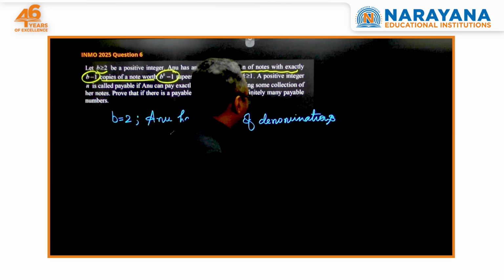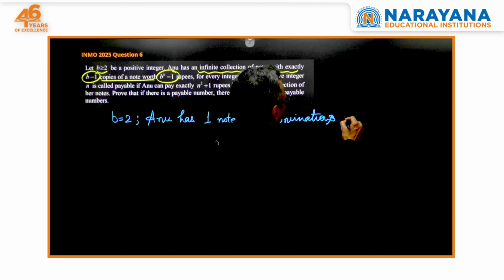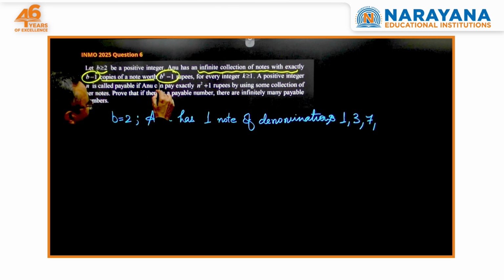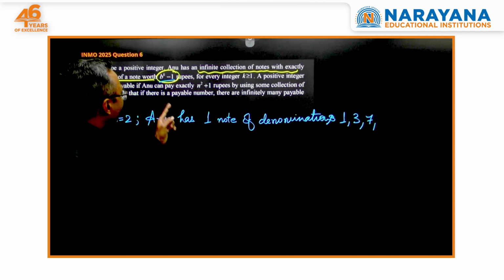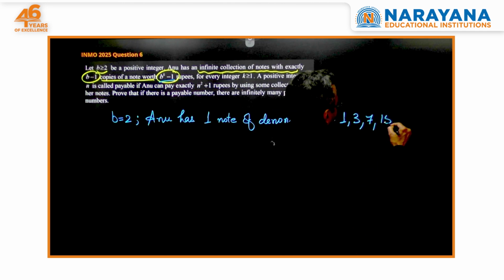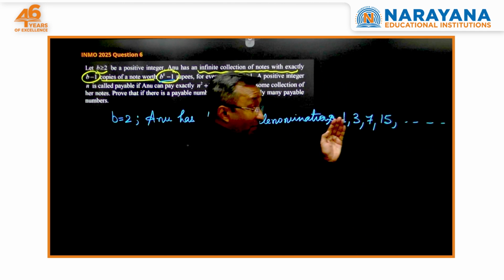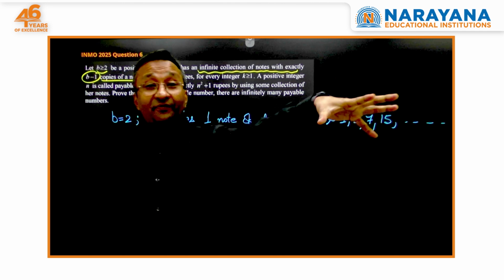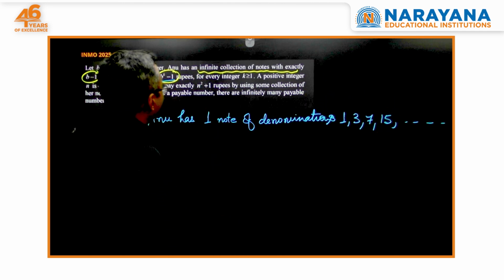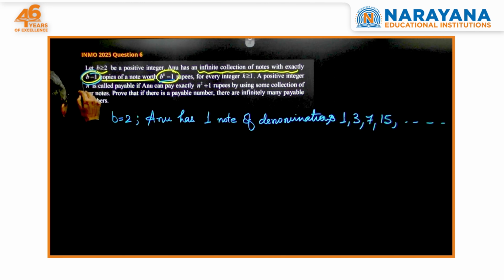So B to the power k minus 1: if B is 2, that means 1, if B is 4, it is 3, if B is 3, it is 7, and likewise. Try to understand. When k is 1, 2 minus 1, so Anu has one note of 1 rupee, then 2 to the power 2 minus 1, 2 to the power 3 minus 1, and so on. The number of denominations is infinite, but the count of a particular denomination is limited to B minus 1 copies. That's what they mean to say.